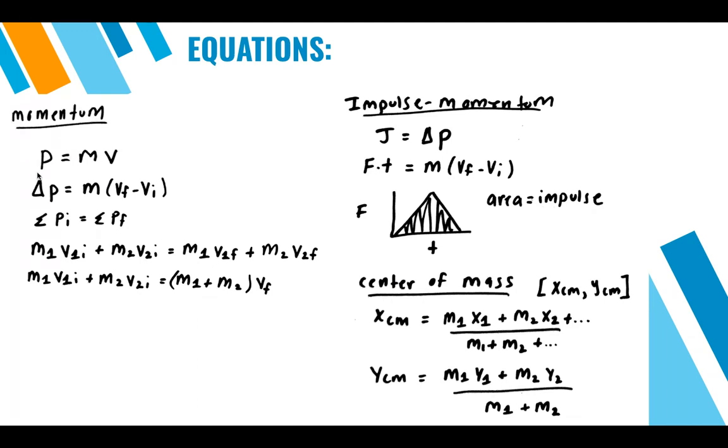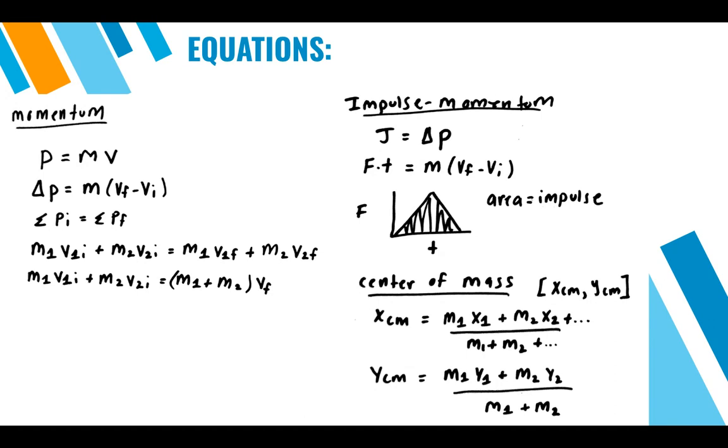For momentum, to calculate momentum simply, P equals m times v. The next equation, delta P, change in momentum, is mass times the change in velocity. Momentum in all collisions, elastic, inelastic, explosions, is always conserved. The first equation, m1 times v1 initial plus m2 times v2 initial equals m1 times v1 final plus m2 times v2 final, is the conservation of momentum for elastic collisions.